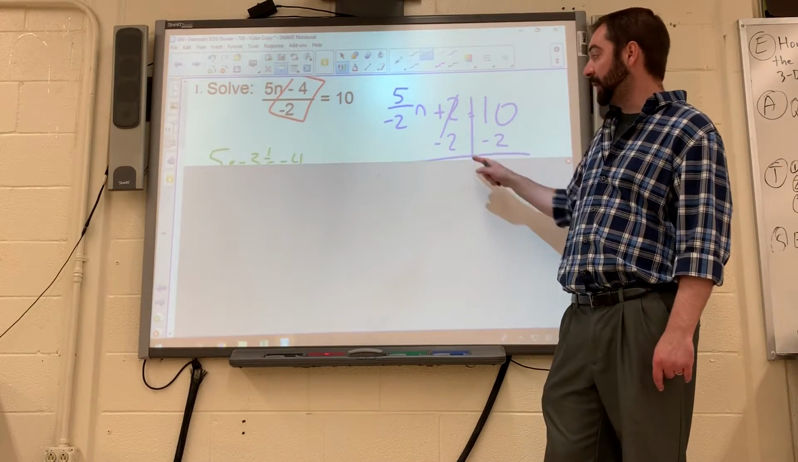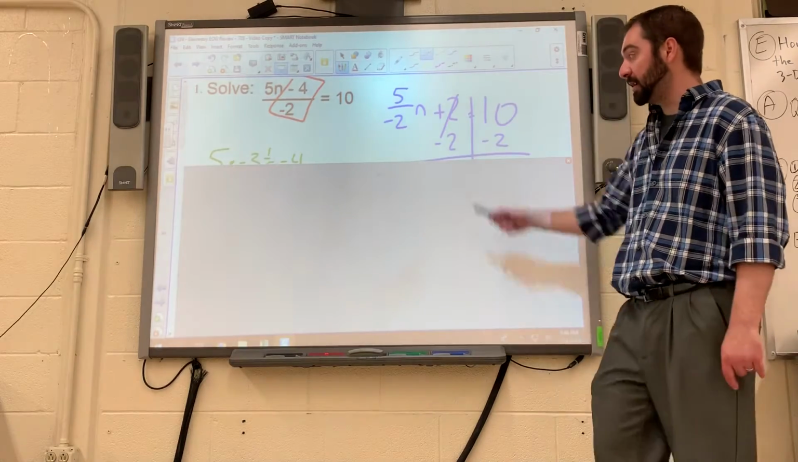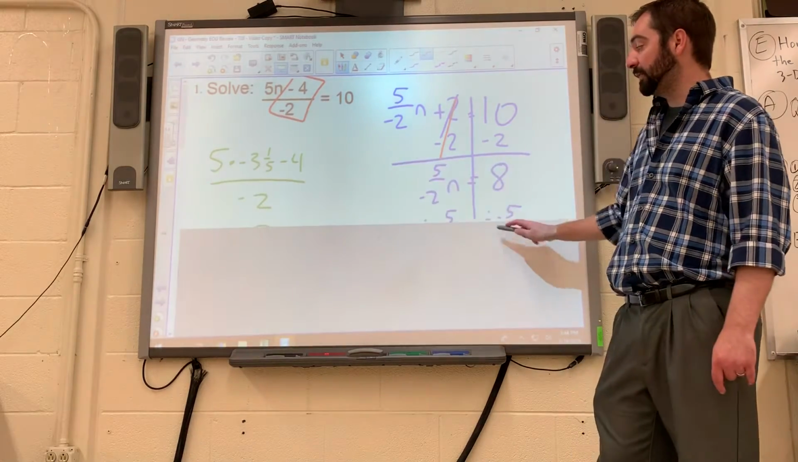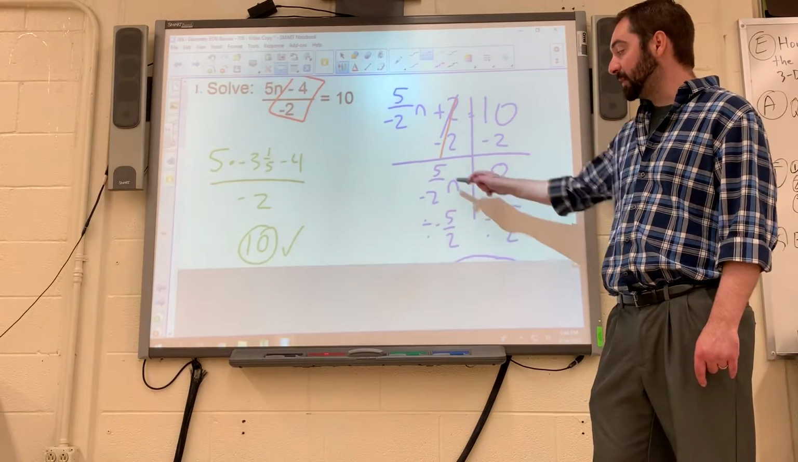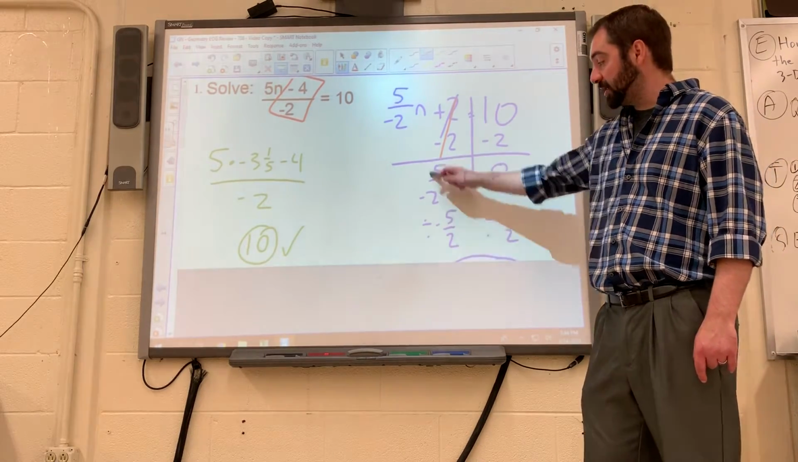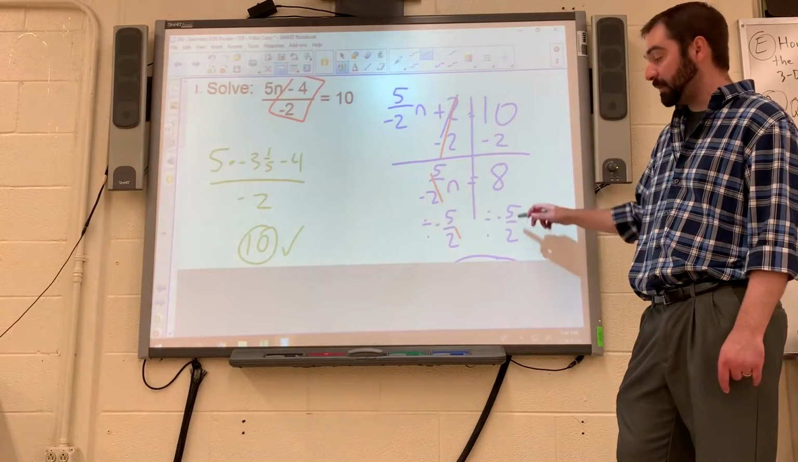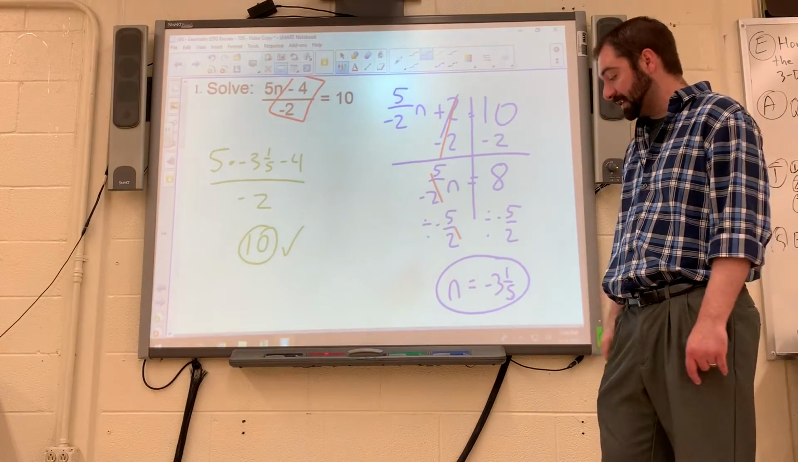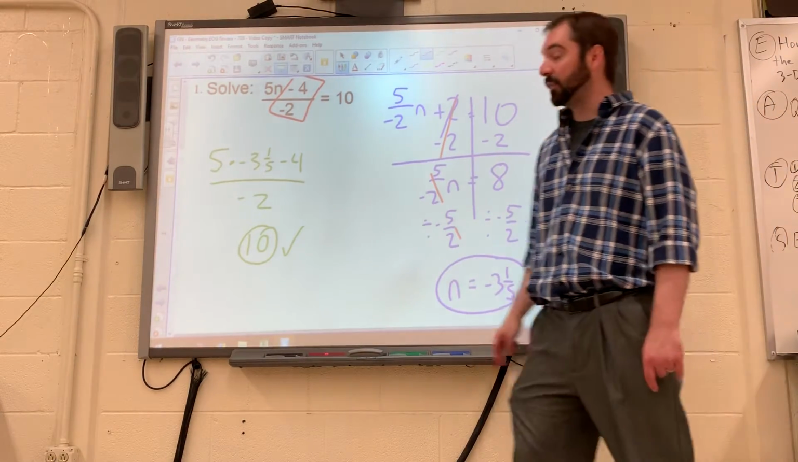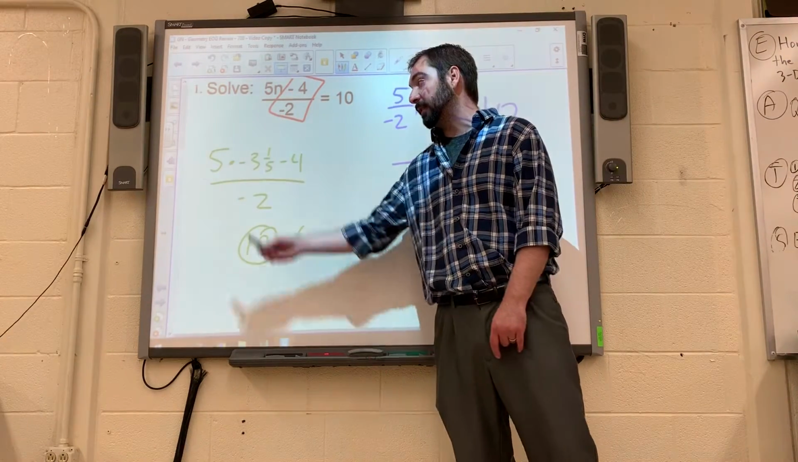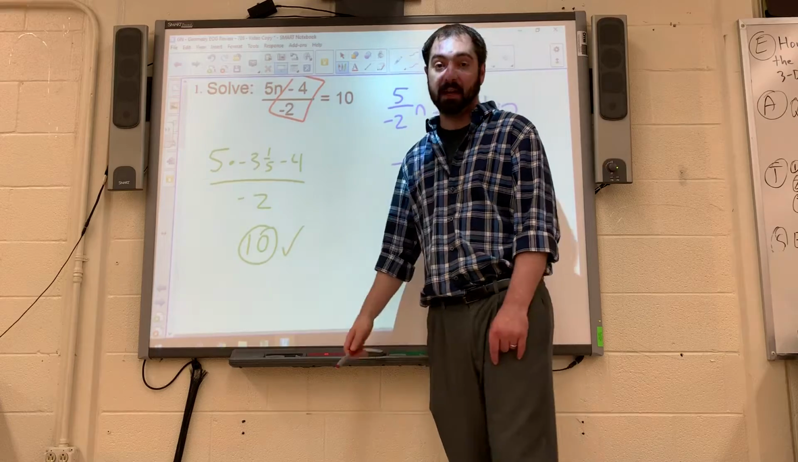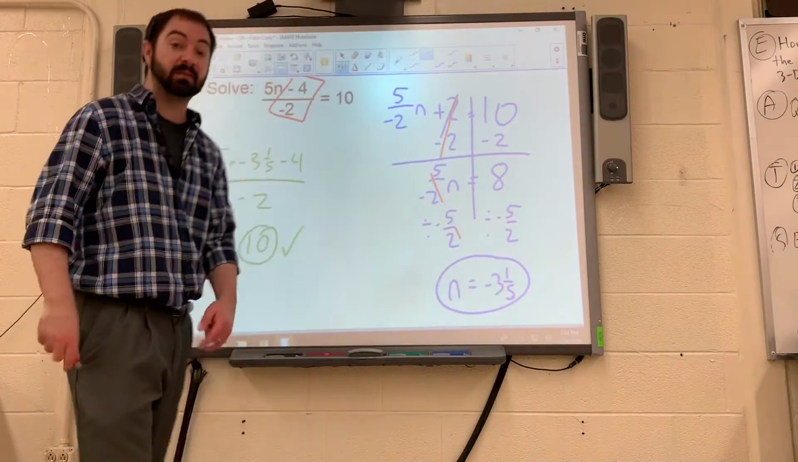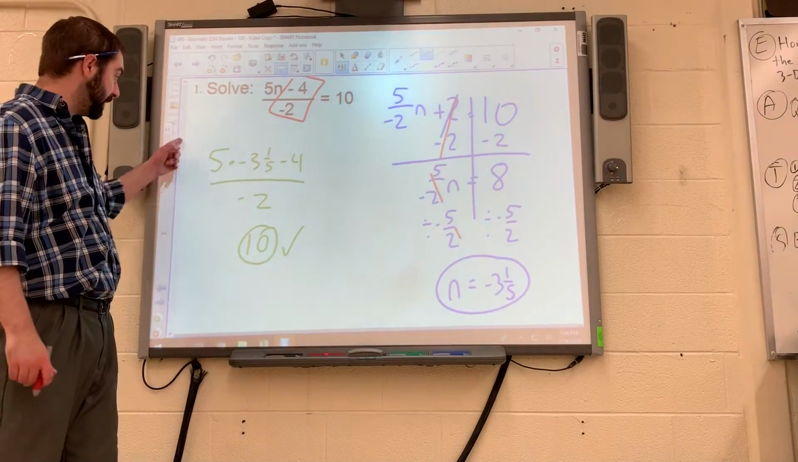From there, I have +2, so I subtract 2 from each side. The 2's cancel out. I'm left with 5 over -2 times n equals 8. Since it's times 5 over -2, I divided each side by -5 over 2. 8 divided by -5 over 2 is -3 1/5. If you wanted to check your answer, you plug it back in: 5 times -3 1/5 minus 4, all being divided by -2. You press enter, you're going to get +10, the same answer, so that checks out.